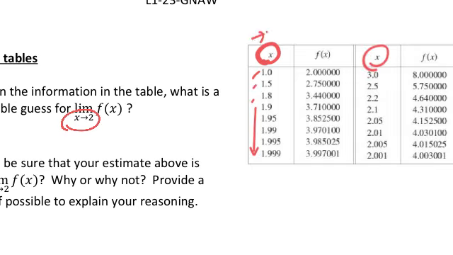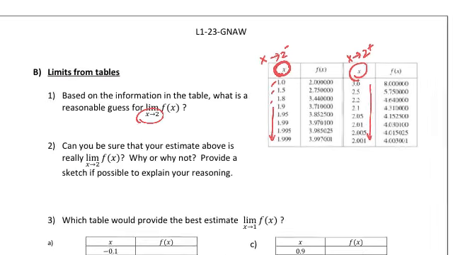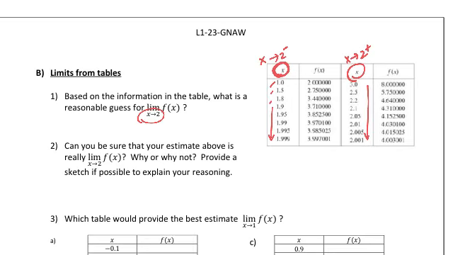So this is approaching 2 from the left, or from numbers smaller than 2. And then this right here is approaching 2 from the right, or from numbers greater than 2. Yeah, all that looks good. So we can use this table to get an answer to this problem.